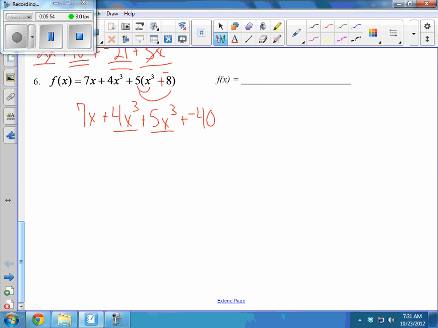So I start with my x cubes, and I have 9 of them. I'm going to cross those off now. And I only have one thing that has an x. I have 7 x's. Cross that off. And the last thing that's left is my constant.